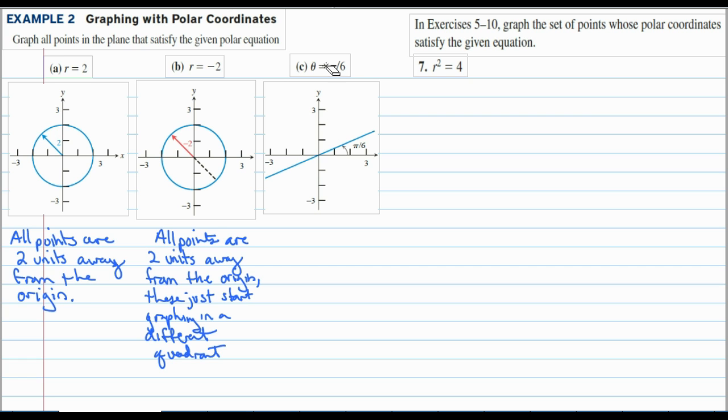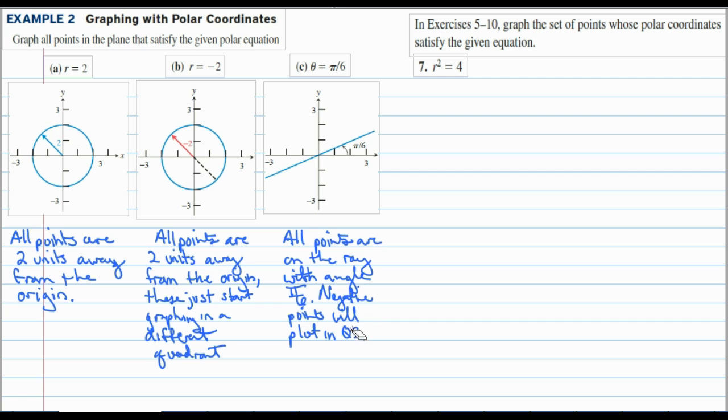Part C, theta equals pi/6. So for all points, their rotation has to be theta equals pi/6. Those could be any positive points or any negative points. So all points are on the ray with angle pi/6. And that means negative points will plot in quadrant 3, positives in quadrant 1, but all on this same line.